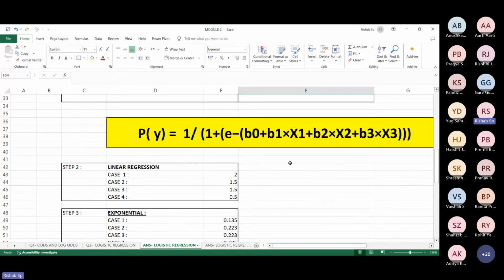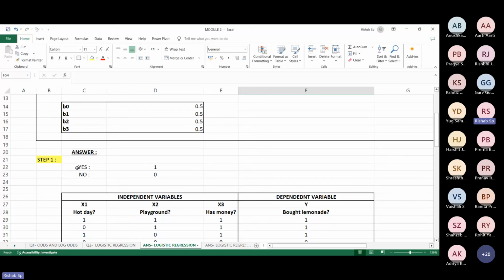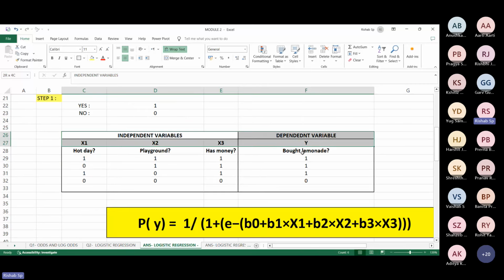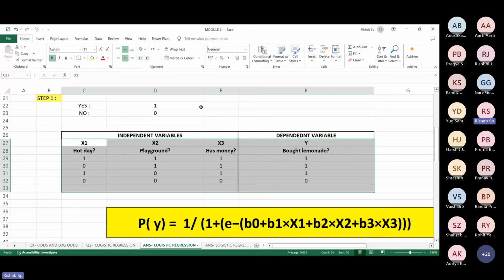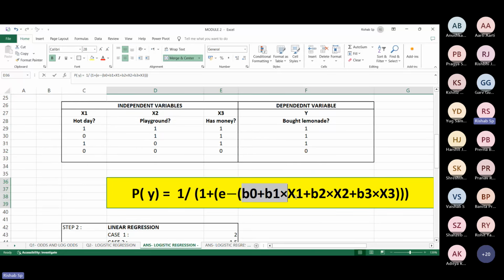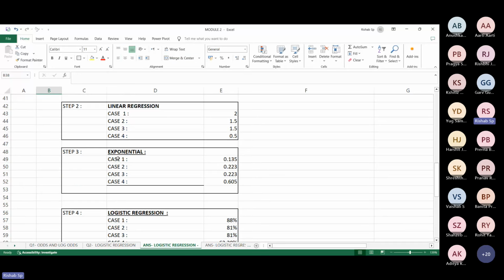In total, we have 4 steps. It's actually quite simple. First step, you change the yes or no to some variables, 1, 0. You have a new distribution data, a new table. So here we have the equation. We'll first do the linear regression part. So step 1 done, step 2 linear regression, step 3 exponential, e raised to x.